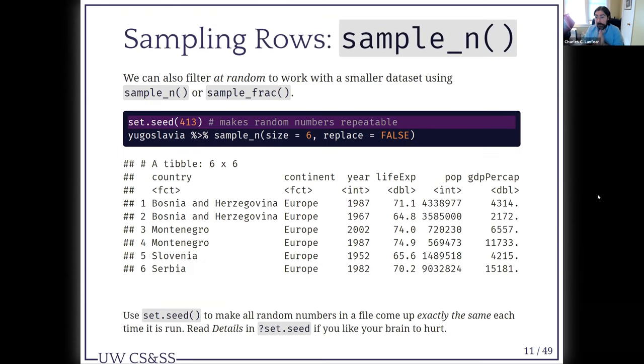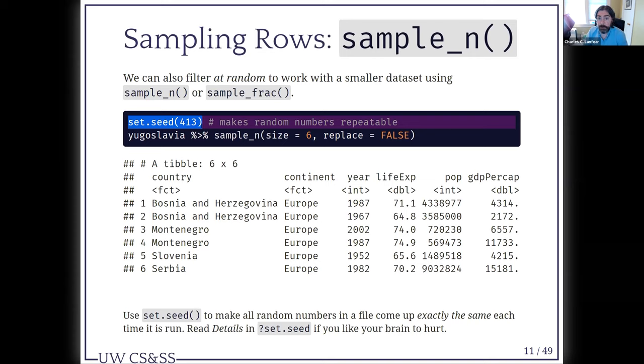Okay. Sampling rows. So we can also filter data at random into smaller data sets using sample_n and sample_frac. If you think about it, sampling observations from a data set is randomly filtering. So instead of saying I want to filter on a variable, you say just give me some random rows. It's still a filtering operation because you're picking out specific rows. So you'll see here I have set.seed 413. If you have some particular thing you're working on and you want to get the same random numbers every time you run it, you can set the seed.